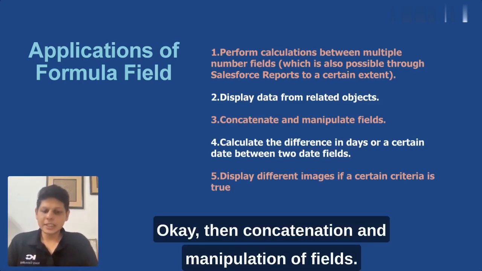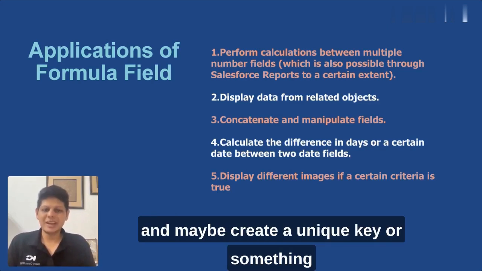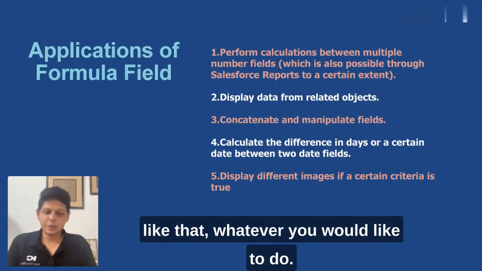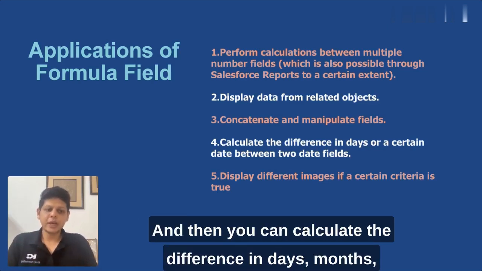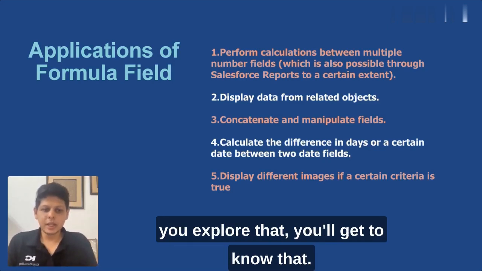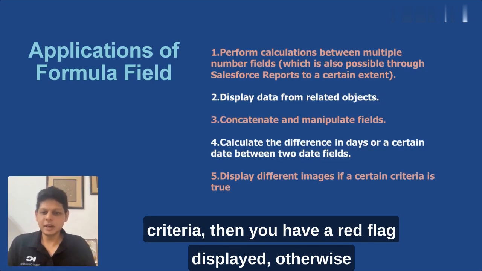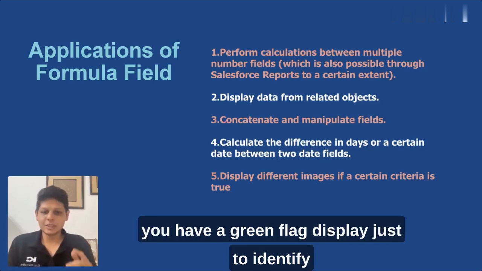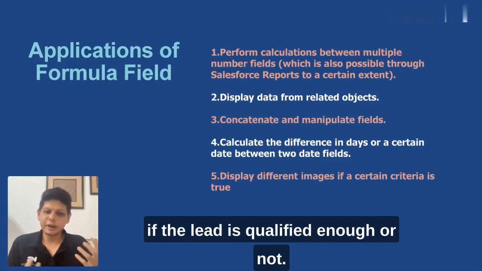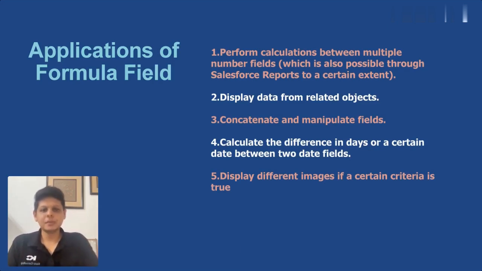Okay, then concatenation and manipulation of fields, as I mentioned. You can concatenate multiple fields and maybe create a unique key or something like that, whatever you would like to do. And then you can calculate the difference in days, months, years, and there are a lot of functions available. While you explore that, you'll get to know that. And then you can also display images. For example, one of the best use cases: you have certain criteria, then you have a red flag displayed. Otherwise, you have a green flag displayed, just to identify if the lead is qualified enough or not. So it gives you a very good visual representation of things.